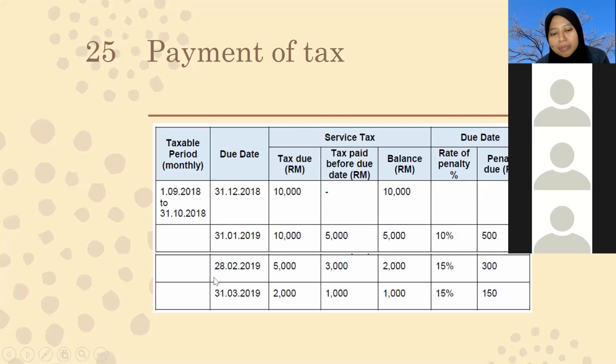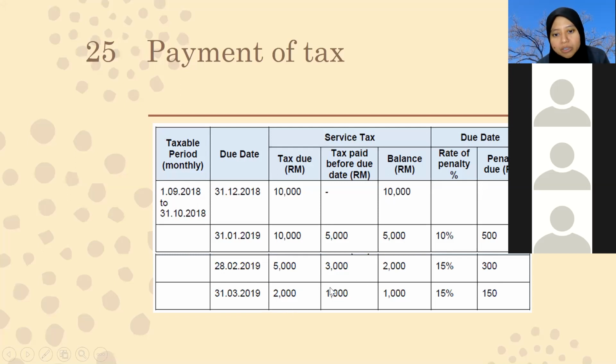Okay, so by the end of February, there is still 5,000 due from here, but then you paid 3,000. So by the end of February, there is 2,000 due. So the 15% is of the unpaid amount, not from the original amount, from the unpaid amount. So 15% of 2,000 is 300 ringgit. Okay, so up to 2,000, then you are given another 30 days.